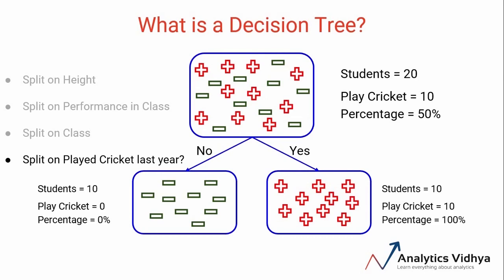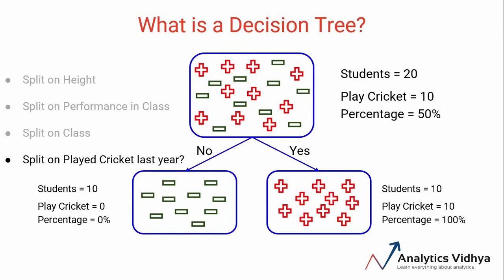And when we look at the percentages, there are 10 students who did not play cricket last year, and out of those, none played cricket this year as well, and hence the percentage here is 0%. Similarly, out of 10 students who played cricket last year, all of them played cricket this year as well, and that's why this percentage is a full 100%. Remember, this is the ideal case that we have seen. In practical, real-world scenarios, we are very less likely to have such features that can give you completely pure nodes after the split.